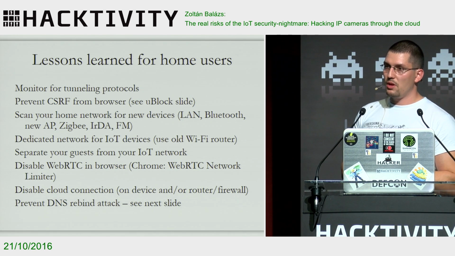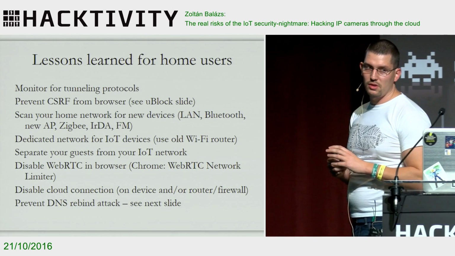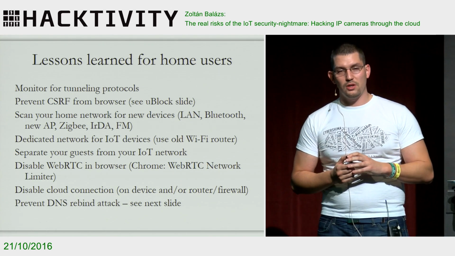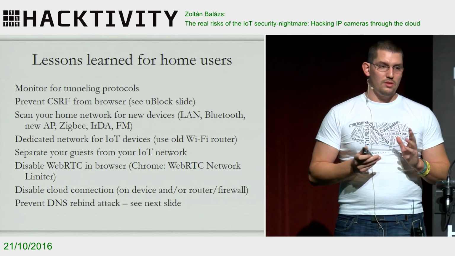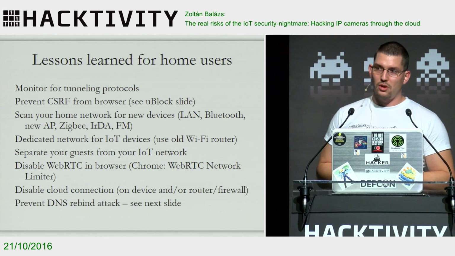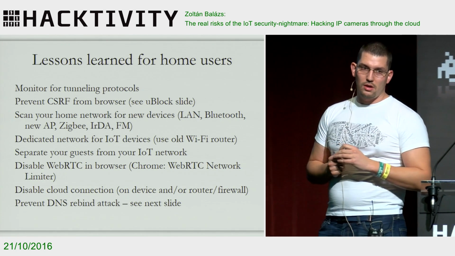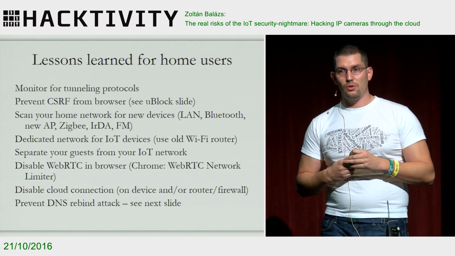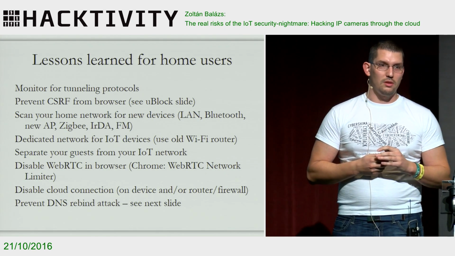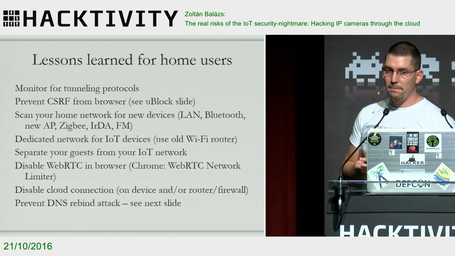If you can, you should disable WebRTC in your browser. For example, if you install the WebRTC network limiter extension into Chrome, then you can disable it. If it's possible to disable the cloud connection from the IoT device and you don't use it, you should really turn that off. Or if you can't turn that off, then try to filter on your home router firewall.